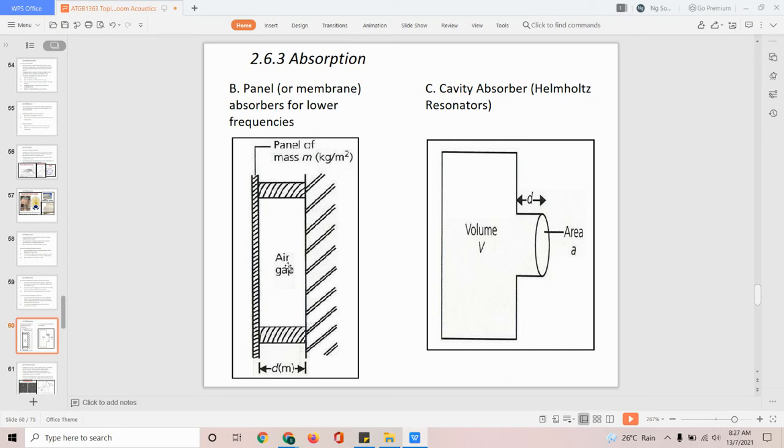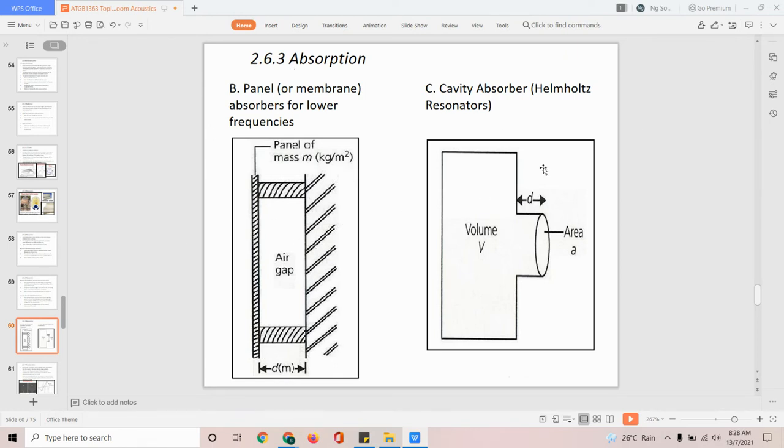A panel absorber will be something like this. You have a plywood panel, and then an air gap. When the sound hits this material, it is converted from sound energy to mechanical energy. So instead of the sound hitting a very rigid surface and being reflected back, a sound absorber works by converting this sound energy into another form of energy so that it does not reflect back to the source. This is the function of a sound absorber, and this is how a panel absorber works.